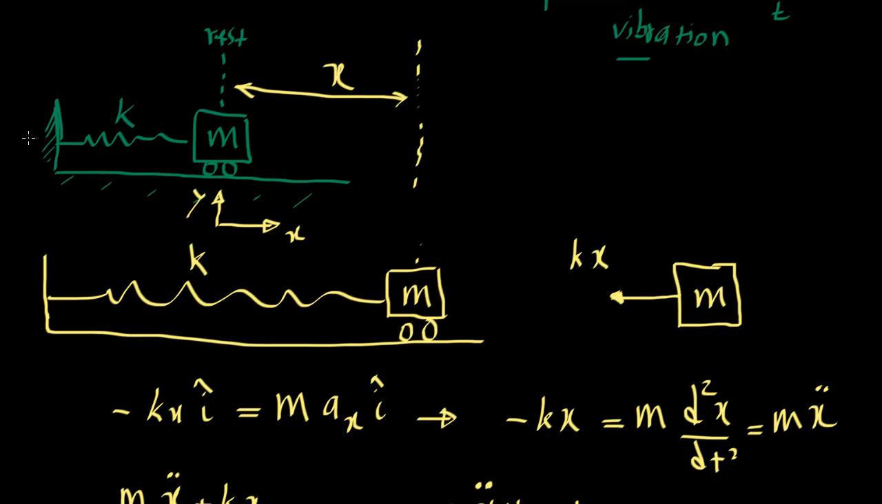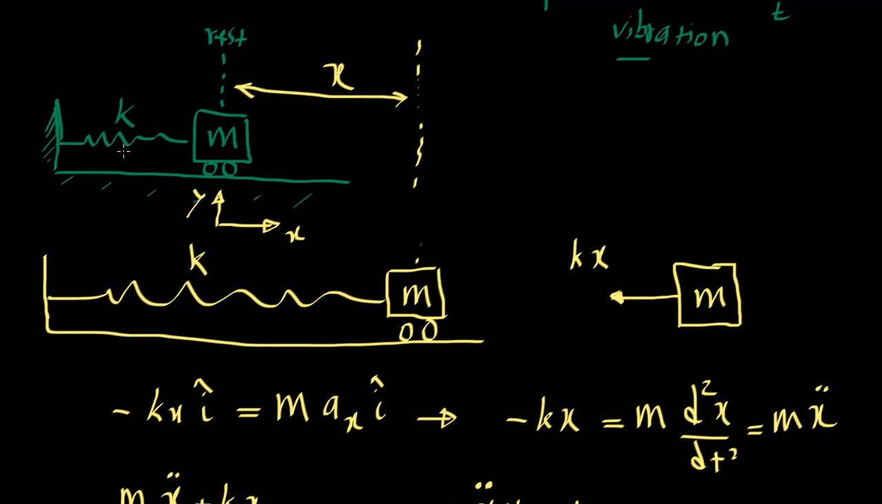So the mass is going to go back to the rest position, but at that rest position, there is no force acting on the mass because the force of a spring would be 0 at rest. But the mass has kinetic energy, so it tends to go further beyond the rest point.